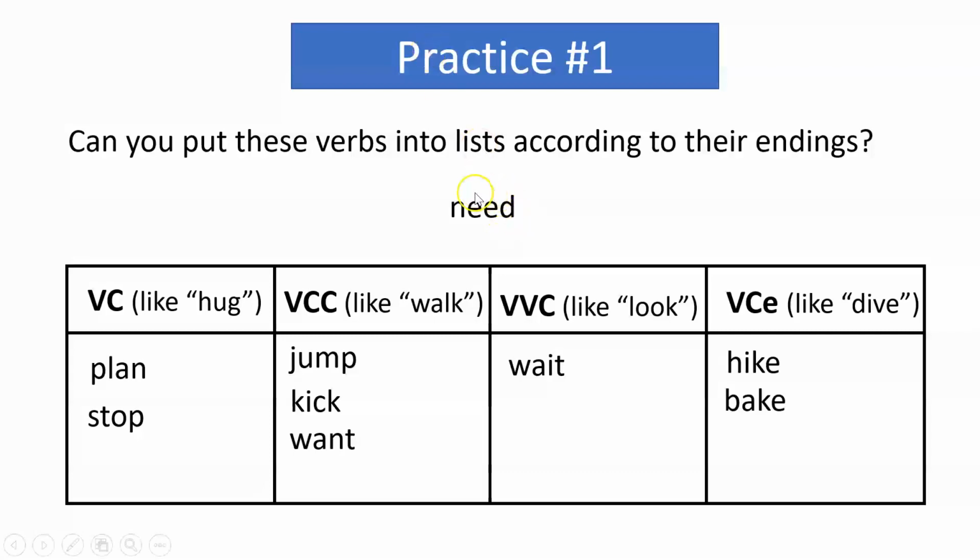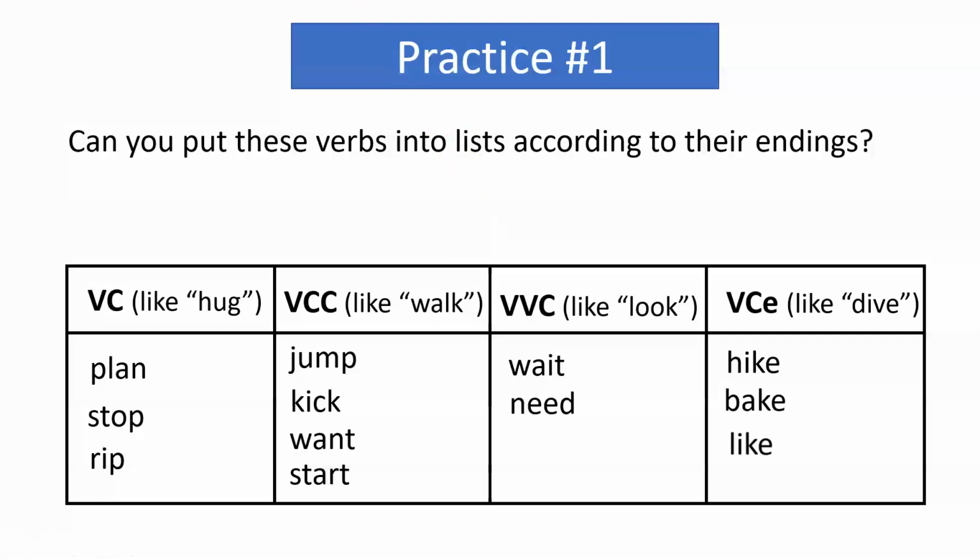This is vowel, vowel, consonant. It goes here. Next is start. The A is the vowel, and then we have consonant, consonant. How about rip? One vowel, one consonant? Yep. And I think this is the last one. Like. Do you see the vowel, consonant, silent E? That goes in this list.